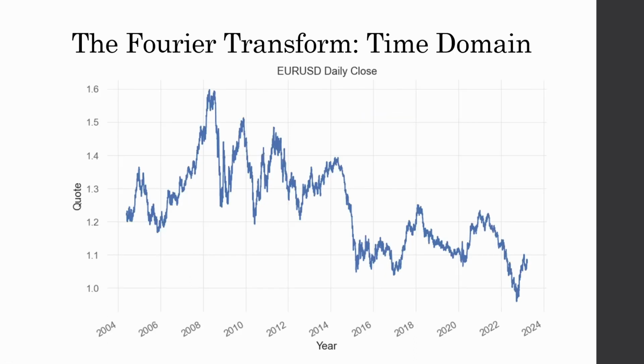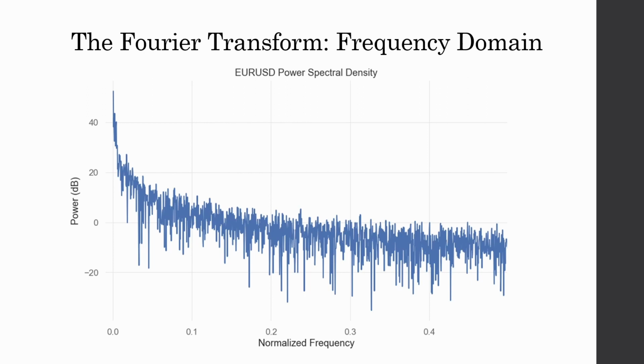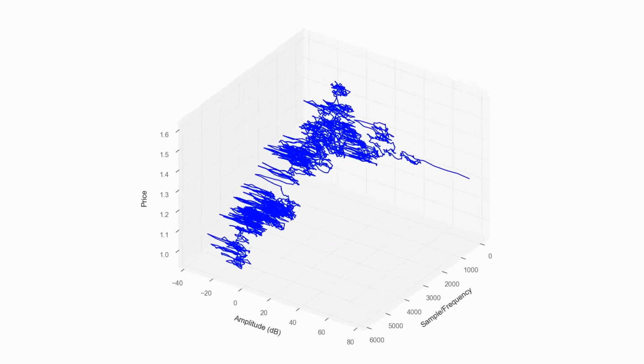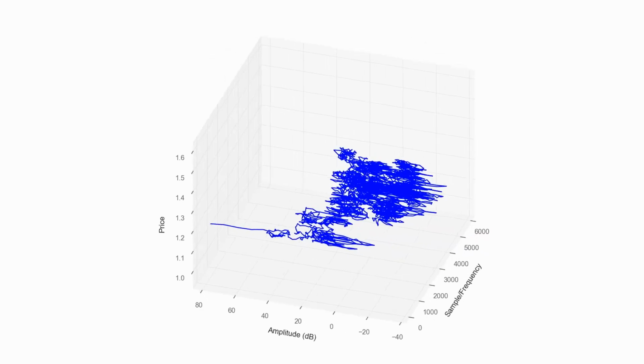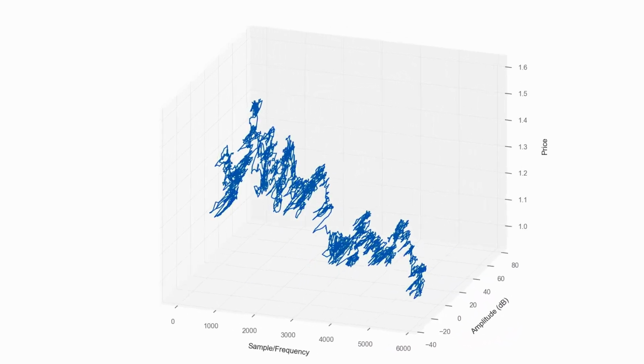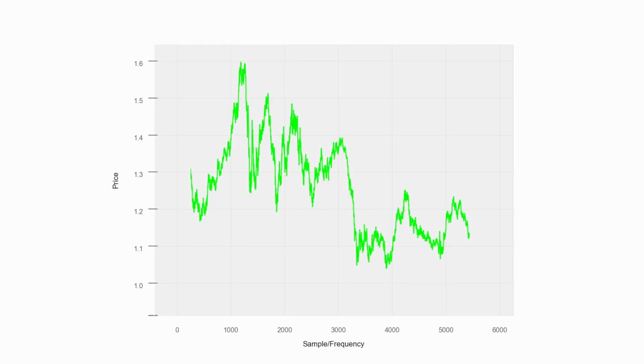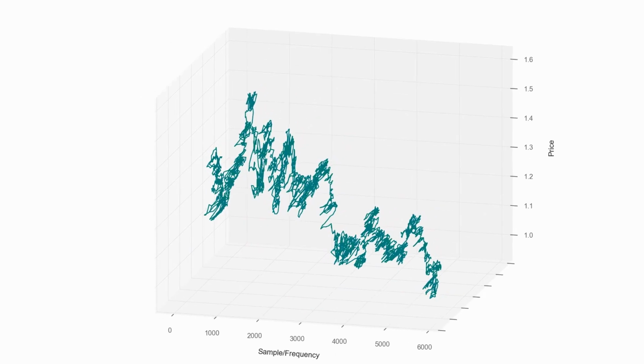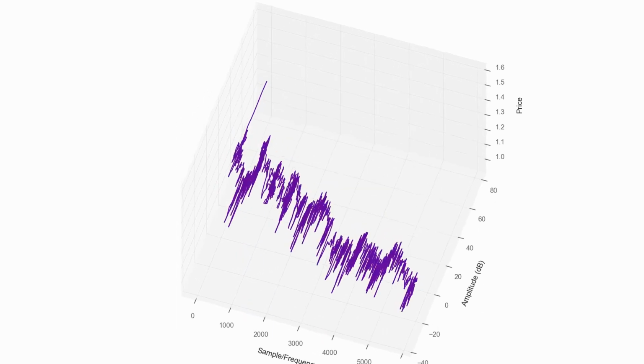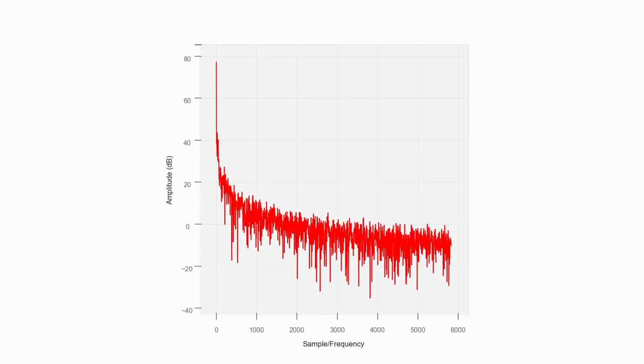So, if we take the Fourier transform of our time domain price, we end up with our frequency domain, and this is commonly called a PSD, or power spectral density. And again, we can see all of our different powers at different frequencies. If we plot our time, frequency, and power at the same time, it looks pretty weird. But if we zoom in on one side of the graph, we can see our price information. And if we zoom in on the other side of the graph, we can see our power and frequency information. This is a pretty cool way to visualize the Fourier transform.